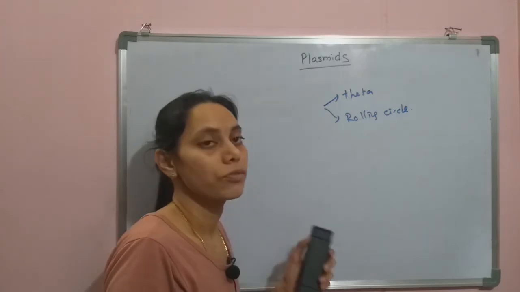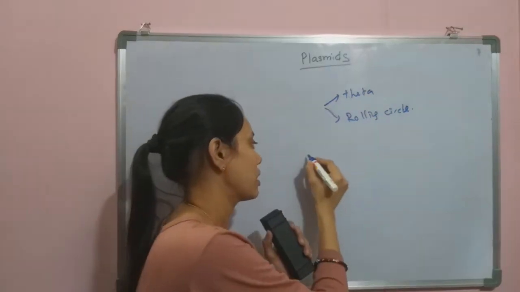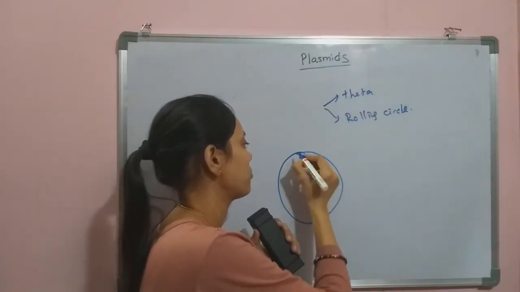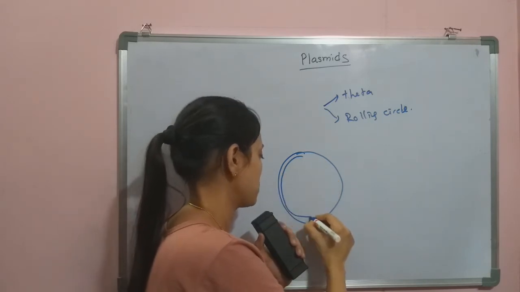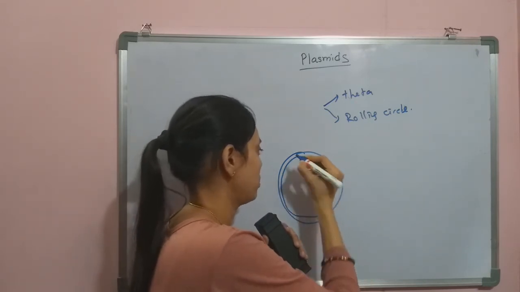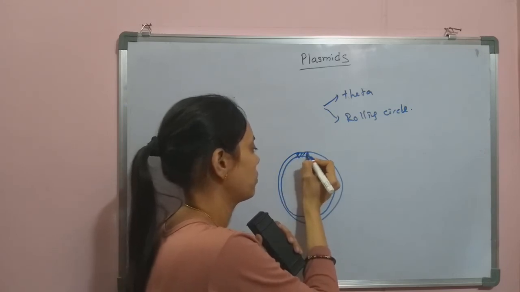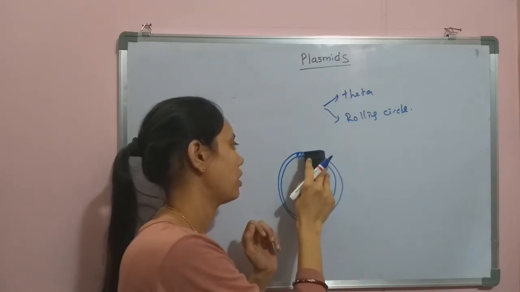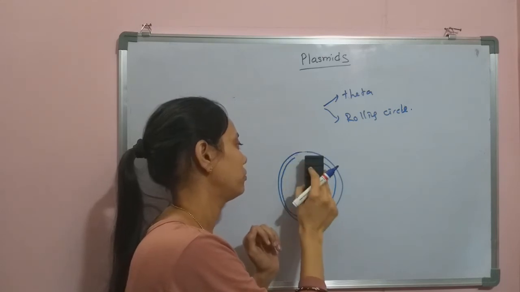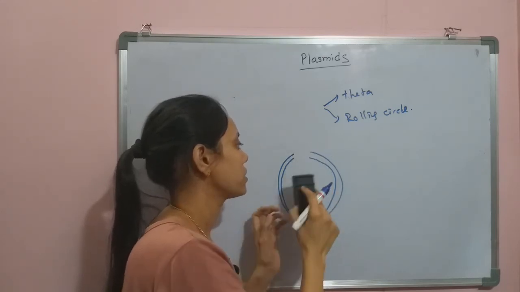Coming to the two modes of replication, one is theta. The theta mode of replication happens like this. If this is the double stranded plasmid, and here is the origin, then the hydrolysis will happen.